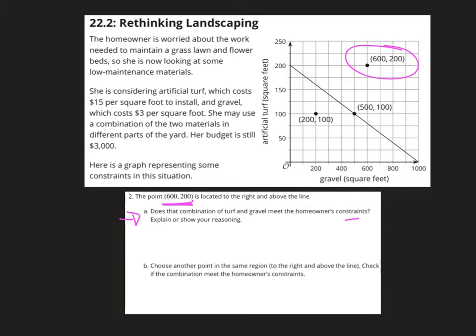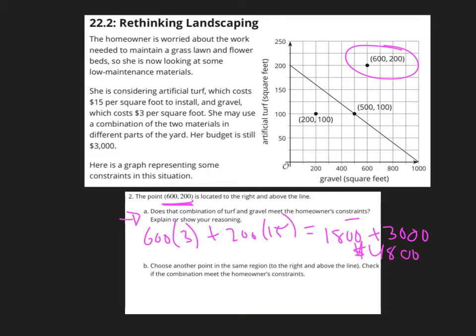Well, 600 is the X. Gravel costs $3, so 600 times 3, plus the 200 is the Y value, so that's going to be 200 times $15 a square foot. What does that give us? Well, 600 times 3. 6 times 3 is 18, so that must be 1,800. And 2 times 15 is 30, plus the 2 zeros, so that's 3,000. Whoa, $4,800. So does that meet the homeowner's constraints? No. No, no, no. Our answer is no, but this is why, right? I'm showing, I'm not explaining.